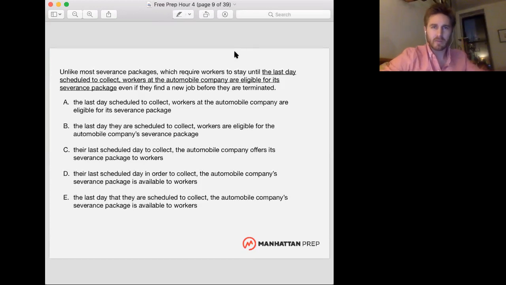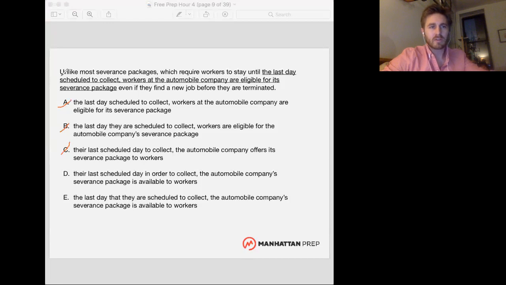All right, so coming back. A, B, and C are gone. Why? Because we have a comparison here. The word "unlike" means we're comparing things, and we have to compare things that make sense to compare. So I'm comparing severance packages. "Unlike most severance packages," well, I need to compare that to a severance package, right? That's the only thing that would make sense. And A, B, and C don't do that. A says, "unlike most severance package, workers," and I can't compare a severance package to workers. Same thing with B. And then C says the automobile company. I can't compare a severance package to a company. So A, B, and C are out, and we're left with D and E, right?